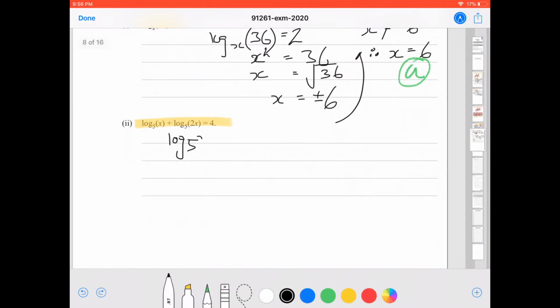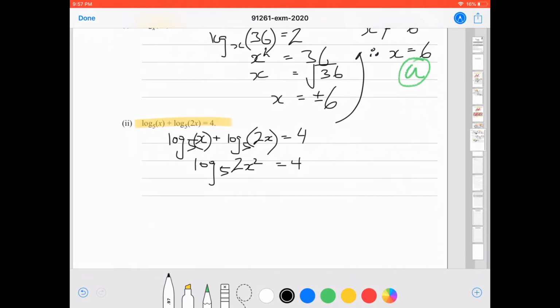Log 5x, that is, plus log 5(2x) equals 4. We can collect like terms on the left-hand side. They both have base 5, so we're allowed to do that. So this becomes log, we're adding, meaning we multiply the brackets, basically, if we were to draw some brackets in here. Log 5 of 2x squared, because x times 2x is 2x squared, this all equals 4.